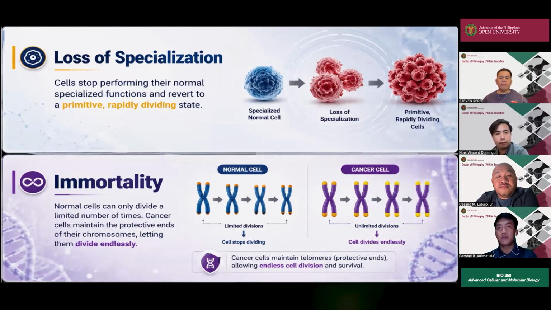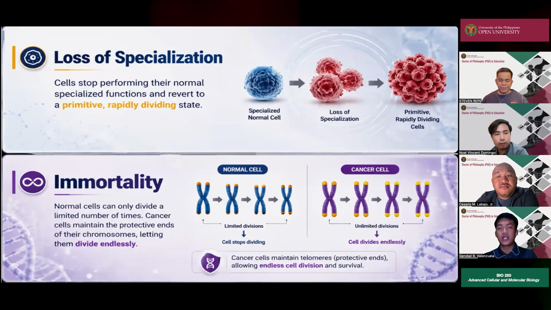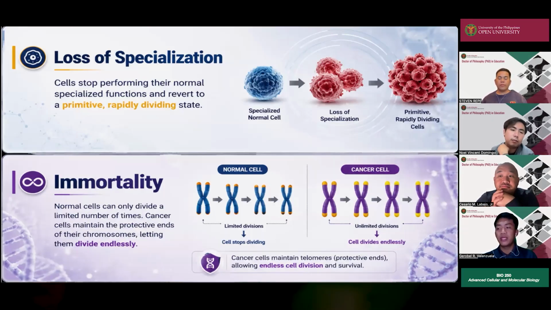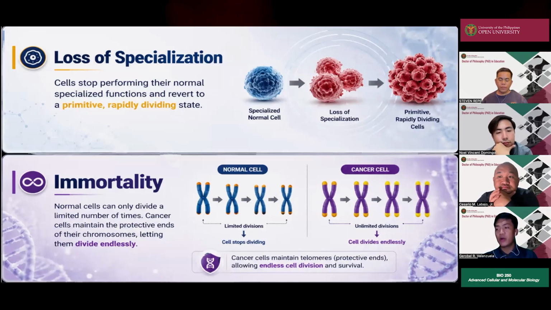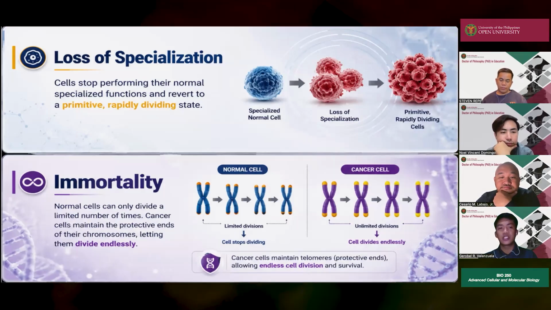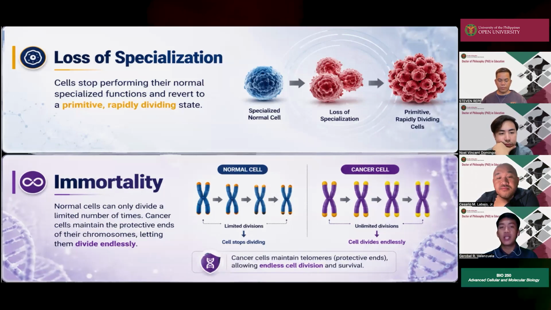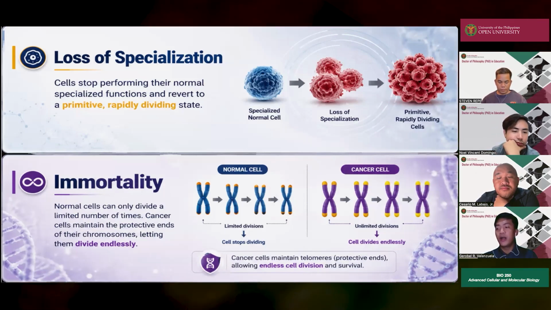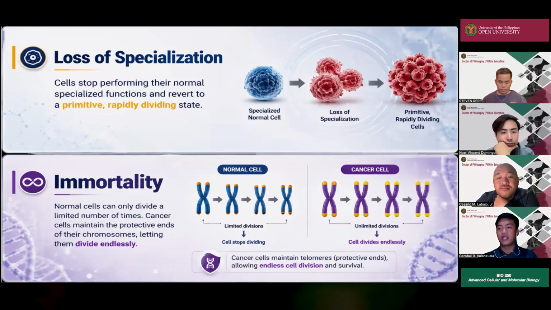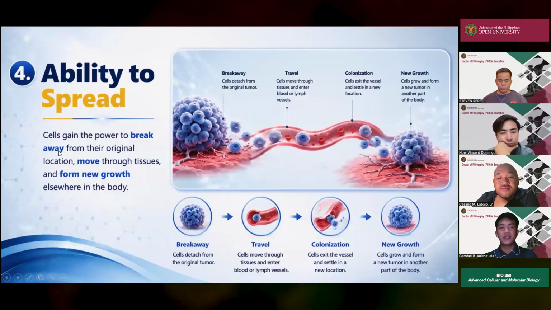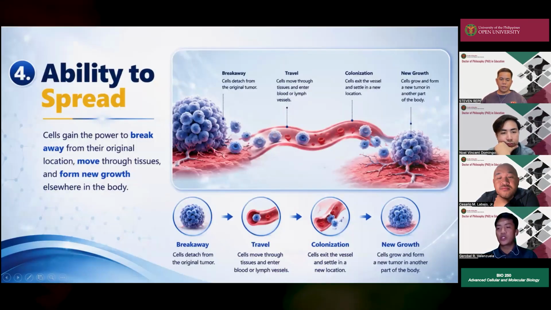Normal cells have specific roles, but cancer cells often become less specialized and focus mainly on dividing. Second characteristic is cancer cells may become immortal. They can maintain telomeres, which allows them to divide far more times than normal cells. Also, through the process of metastasis, they have the ability to spread.